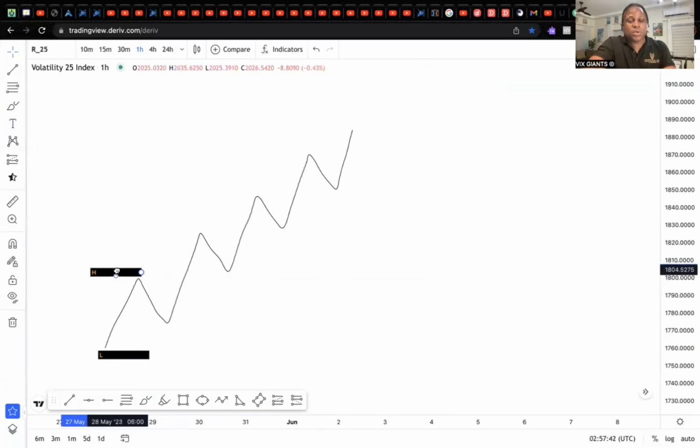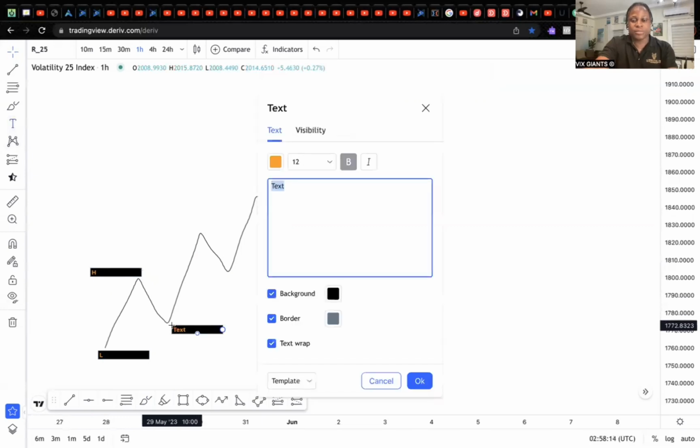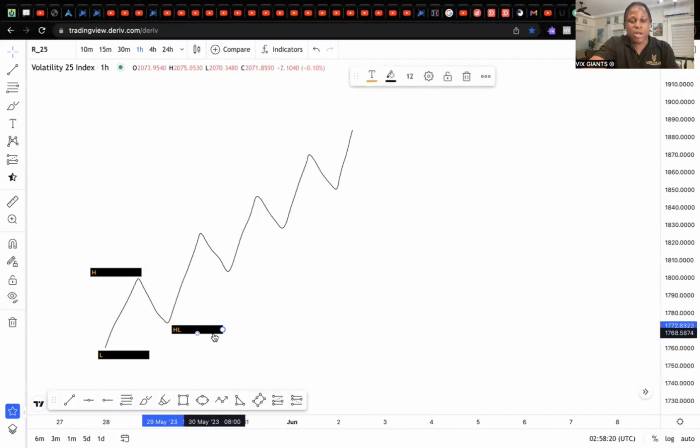After we created this high, the market made a U-turn and started to trend downwards, creating this point in the market. This is also a low point in the trend. But the fact that this low is a little above where we started makes this point a higher low. So we're going to put HL to represent higher low.